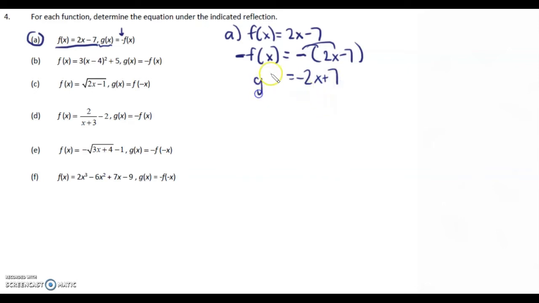So if you wanted to algebraically find the equation for the reflection in the x-axis, this is how you would do it.